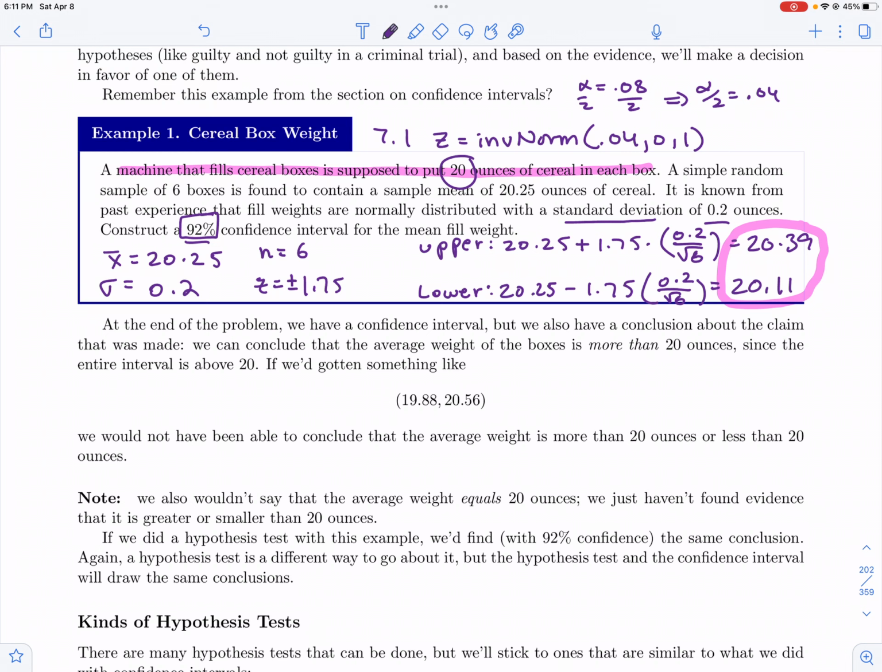If we go to our confidence interval, we can see that it actually appears that it's putting more than 20 ounces in. If that were our claim, that it was more than 20 ounces, then this confidence interval definitely supports that claim and everything would seem perfectly fine. What we're going to want to do is push that a little bit further and use probabilities to show that this is in fact true.